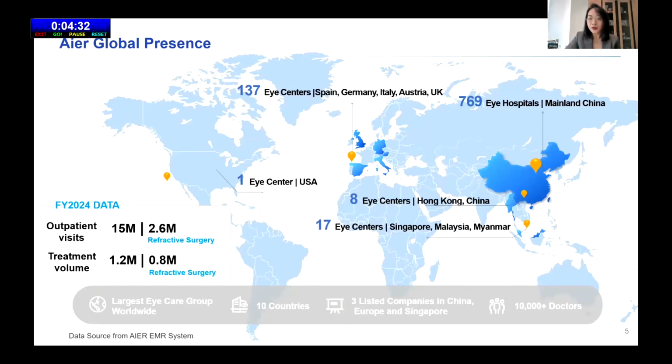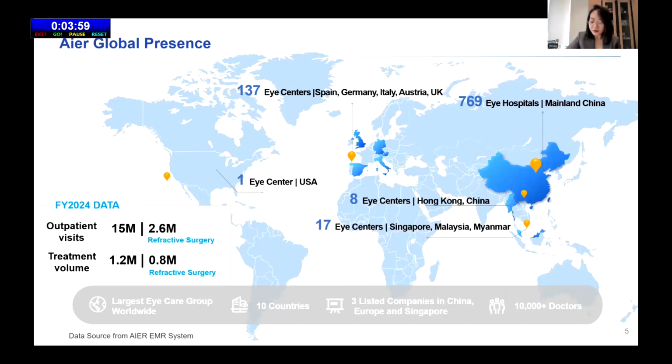We have more than 750 eye hospitals providing comprehensive eye services in mainland China, and also over 130 eye centers around Europe, 1 center of excellence in the United States, and 17 in Southeast Asia. For last year, 2024, our outpatient visits exceeded 15 million, within which 2.6 million were for refractive surgery. We treated 1.2 million people, within which 0.8 million were refractive surgeries.